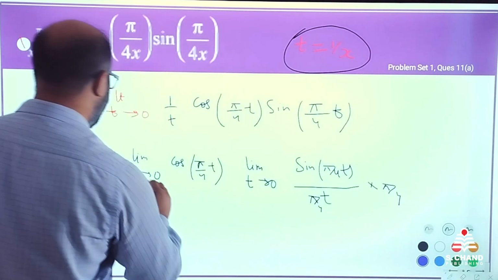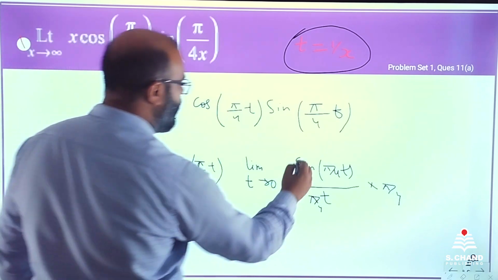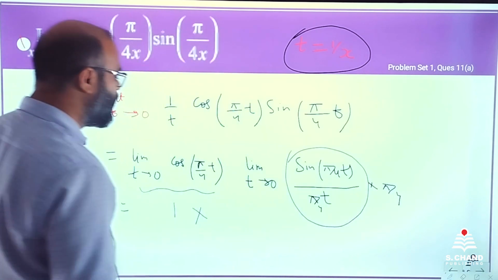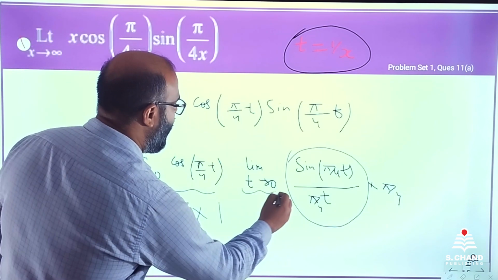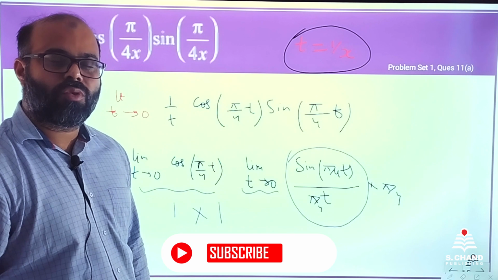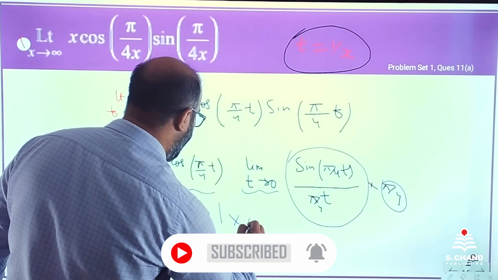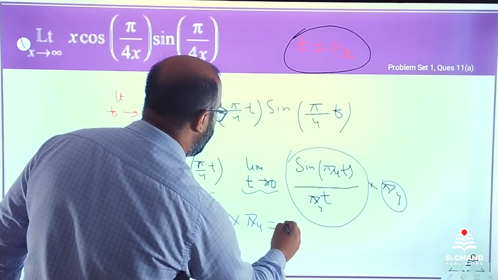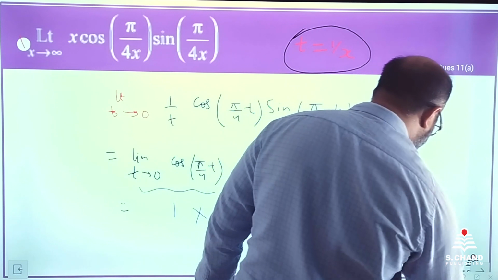We will get, when t is equal to 0, cos 0 is 1, and here sin x by x, limit x tending towards 0, is 1. So this value will be 1, as t tending towards 0 means pi by 4t is also tending towards 0, into pi by 4. So finally, what answer are we getting? It is equal to pi by 4. So let us move on to the next question.